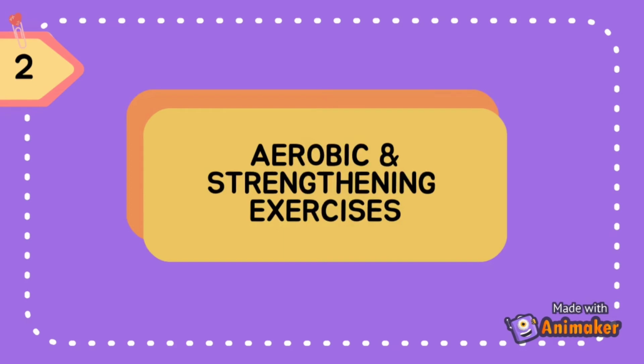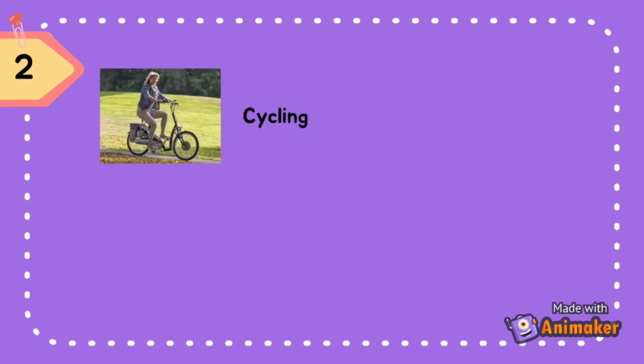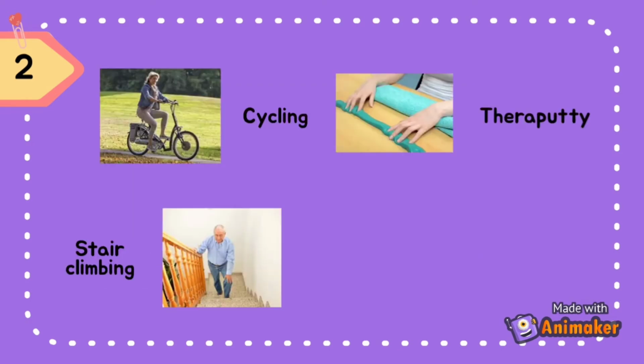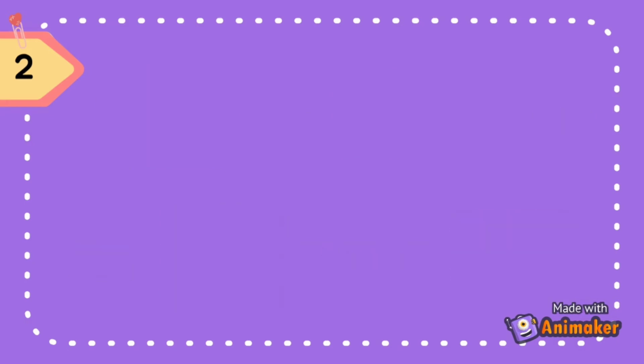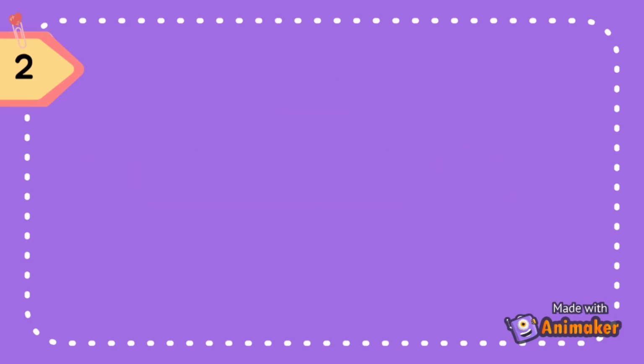The second intervention is aerobic and strengthening exercise. Recent recommendations for treatment of osteoarthritis have suggested exercise and physical activity as first-line treatment to reduce pain and improve function. The aim of aerobic and strengthening exercise is to relieve pain, strengthen muscle, and reduce joint stiffness.